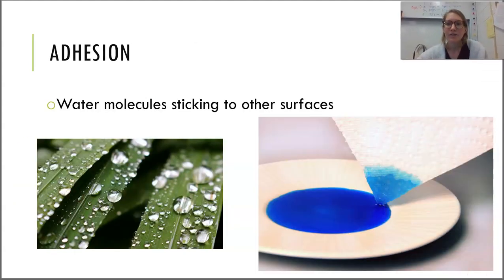Adhesion is water liking to stick to other surfaces. Depending on the type of surface, water will stick to it or it won't. That's one of the reasons why waxy coatings on leaves or on feathers are so beneficial for survival or for insulation. Think about ducks that live in the water, in very cold places. They need a waxy coating so that water doesn't get in there and get them wet and cold.